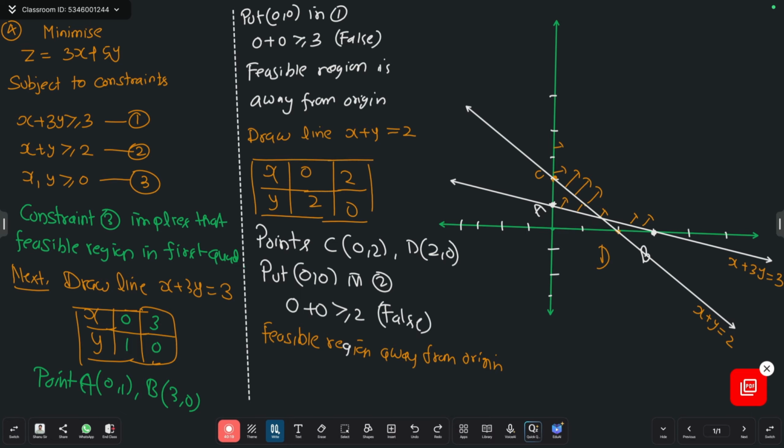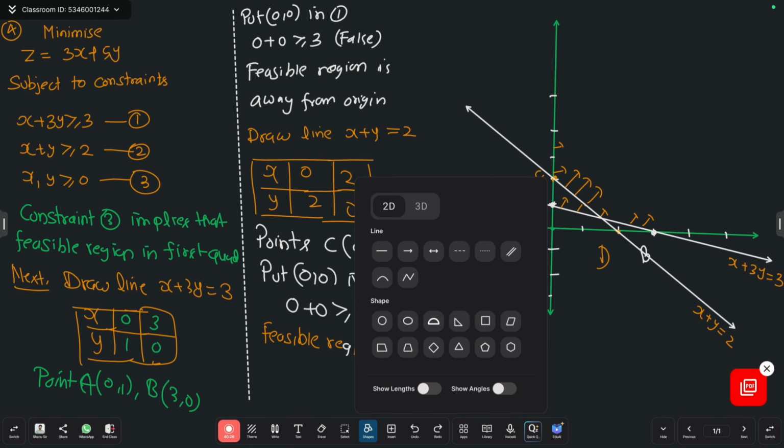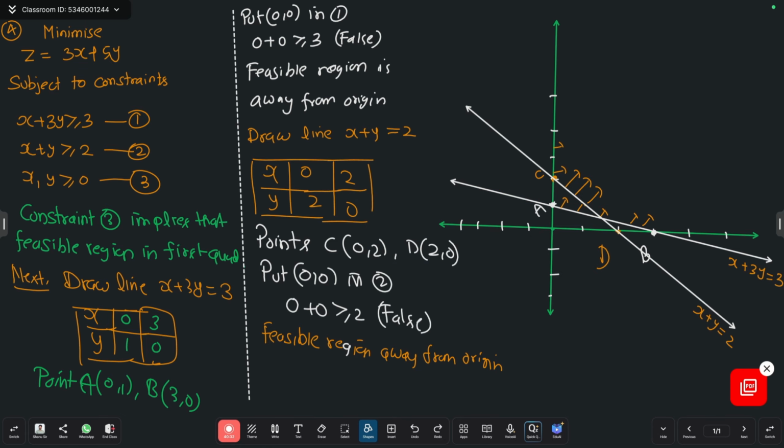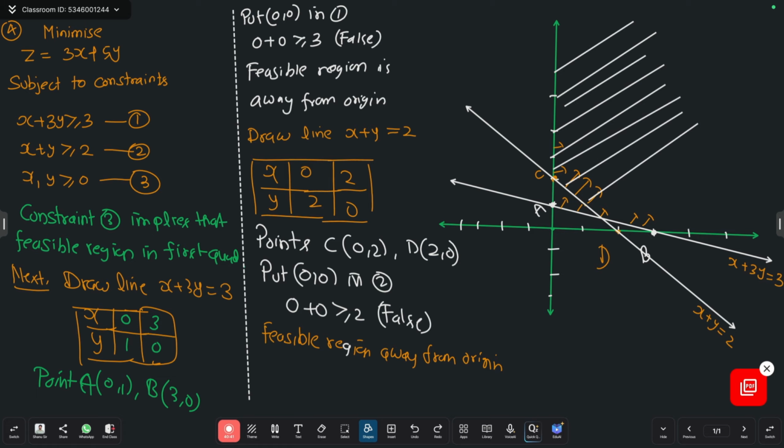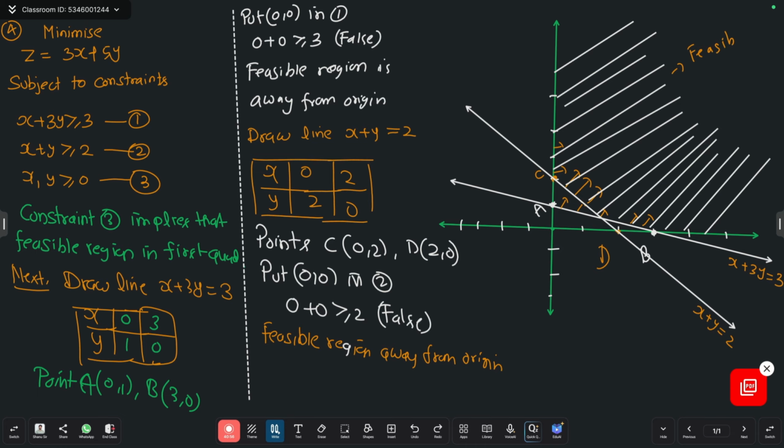So what is the feasible region? Follow all the arrows: this is your feasible region, above this line, above this line, above this line. This time the feasible region is unbounded.